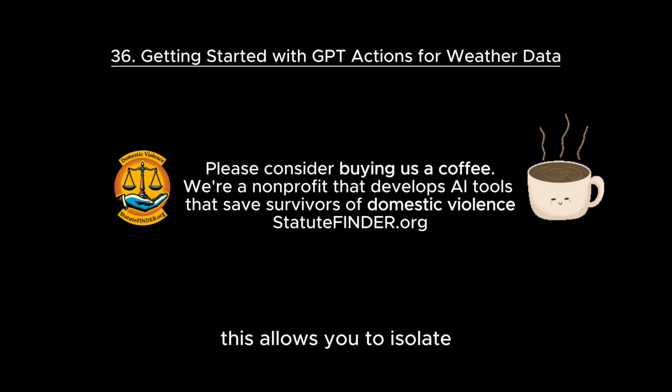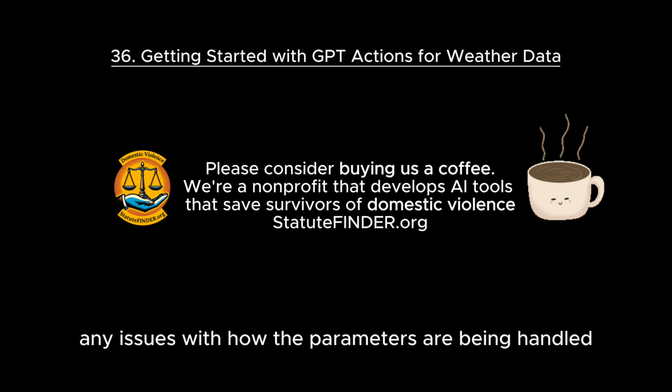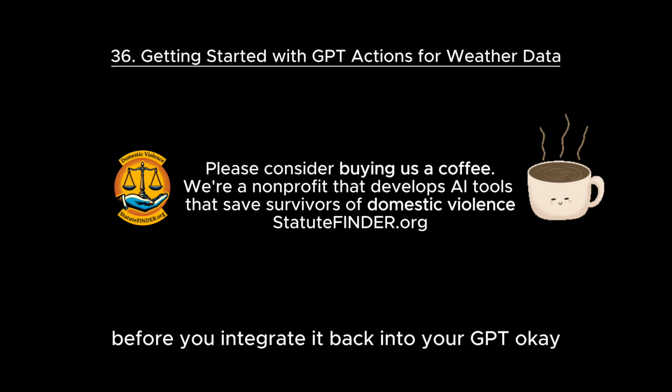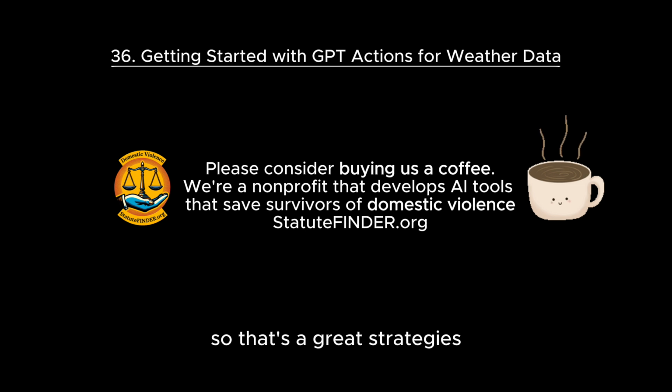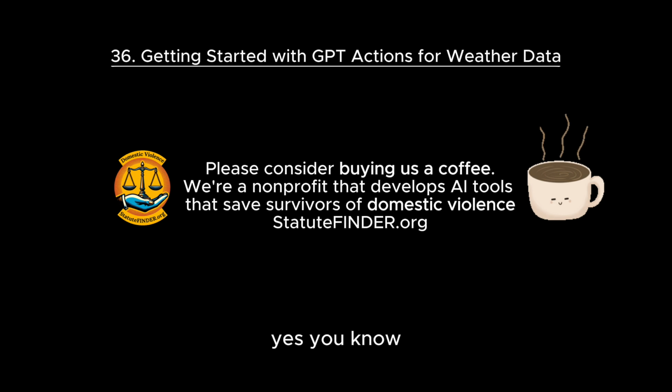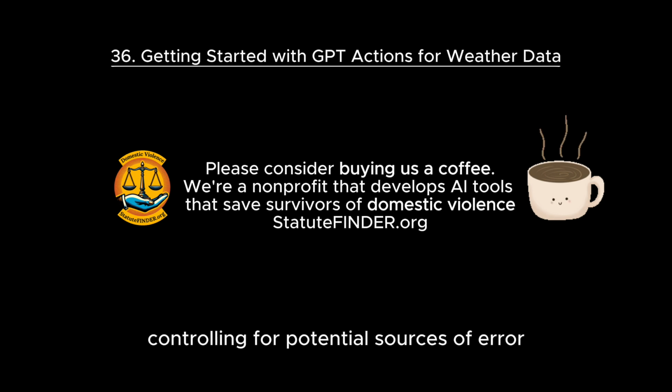Right. This allows you to isolate any issues with how the parameters are being handled and make sure the API is responding as expected before you integrate it back into your GPT. Okay, so that's a great strategy. It's like isolating a variable in a scientific experiment. Yes, controlling for potential sources of error to try to pinpoint the root cause.